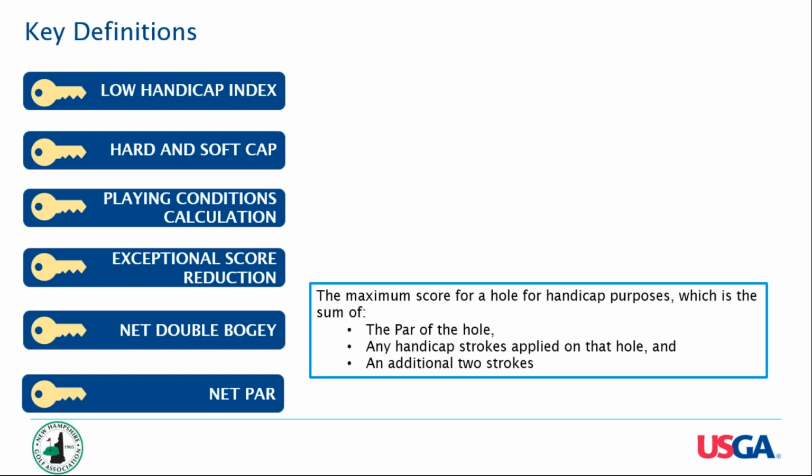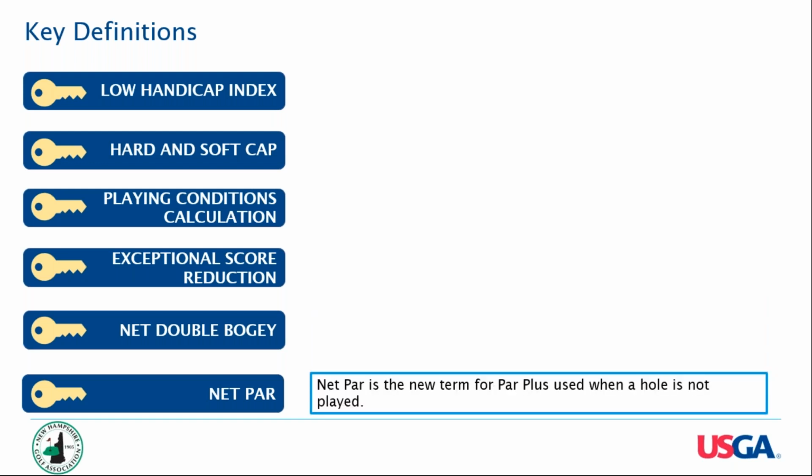Net double bogey is now the maximum score for a hole for handicap purposes, which is the sum of the par of the hole, any handicap strokes applied on that hole, and an additional 2 strokes. And net par is a new term for par plus, used for when a hole is not played.